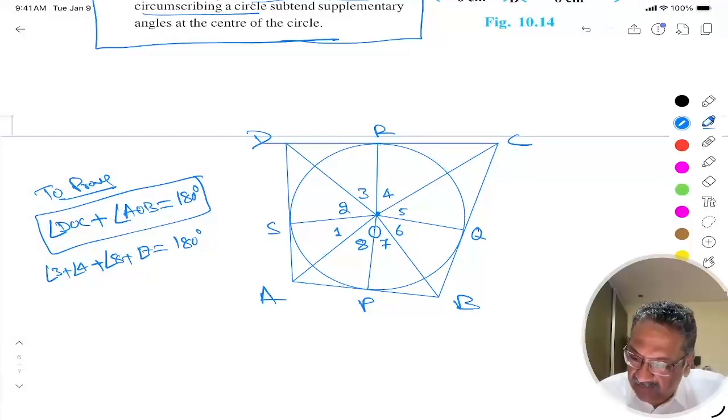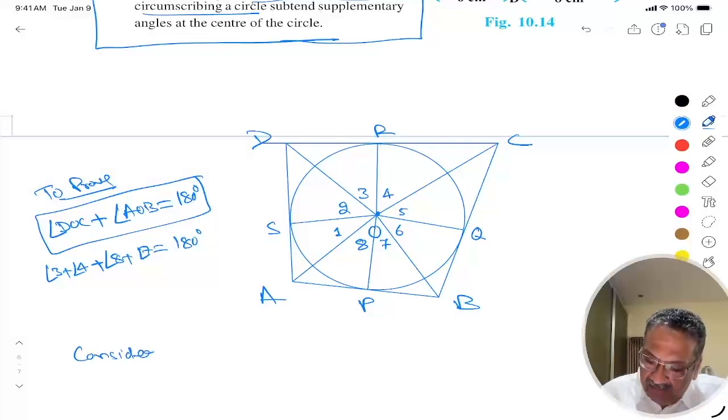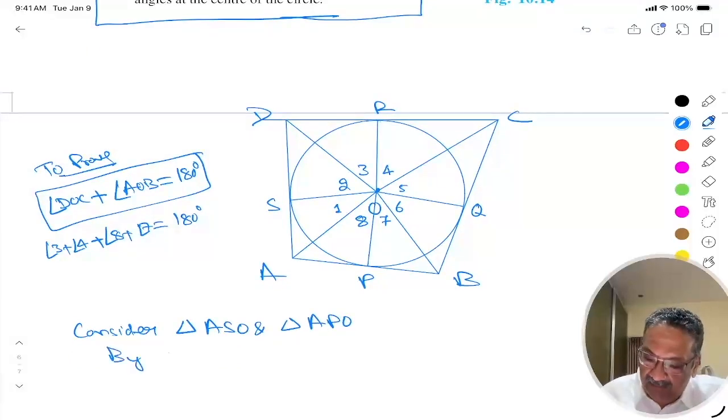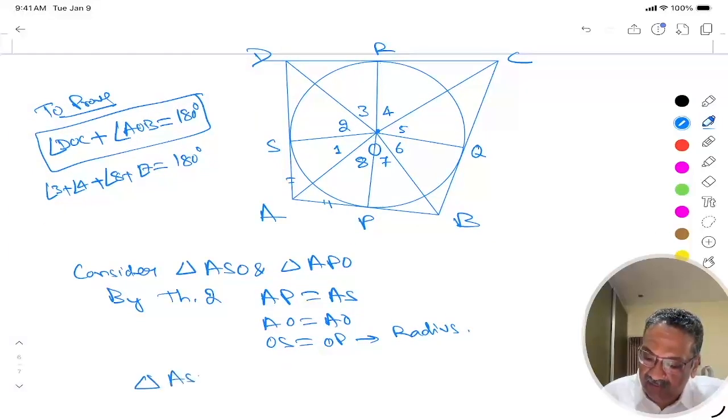Now okay, what do we know? See, we know that AP and AS are tangents. And from our earlier questions we know that this line bisects the angle, both this angle as well as this angle. That is one way of proving. Or you can also show it as, consider triangle ASO and triangle APO, right? By theorem 2 we have AP is equal to AS, and AO is equal to AO, and OS is equal to OP. This is the radius of the same circle. Therefore triangle ASO is congruent to triangle APO.